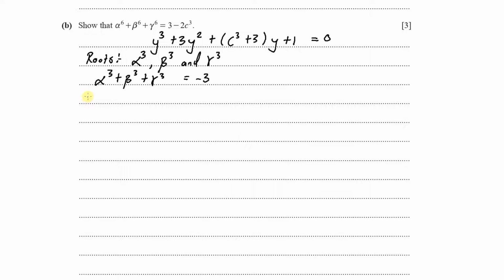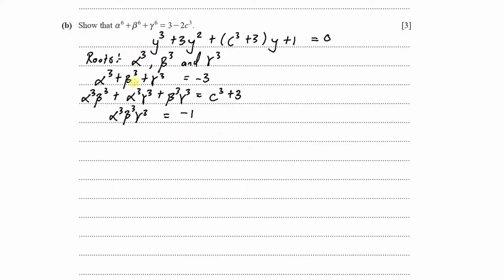And for the sum of the product of pairs, that will be alpha cubed beta cubed plus alpha cubed gamma cubed plus beta cubed gamma cubed. That should be c over a, which is the coefficient of y in this case, over 1. So that should just give us c cubed plus 3. And then lastly, the product of the roots, that's alpha cubed beta cubed gamma cubed, should just be, in this case, minus d over a. So that's minus 1 over 1, so it should just give us 1.